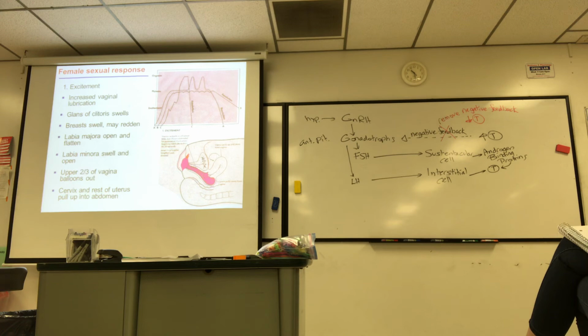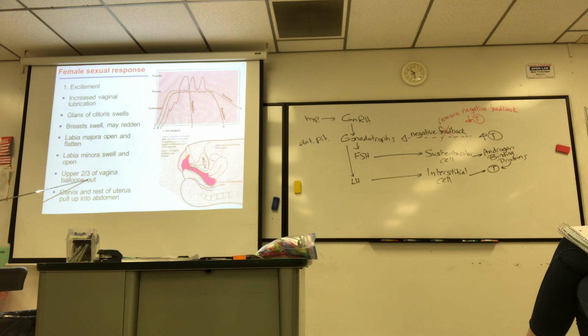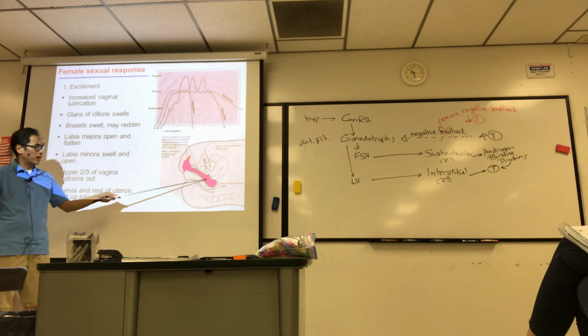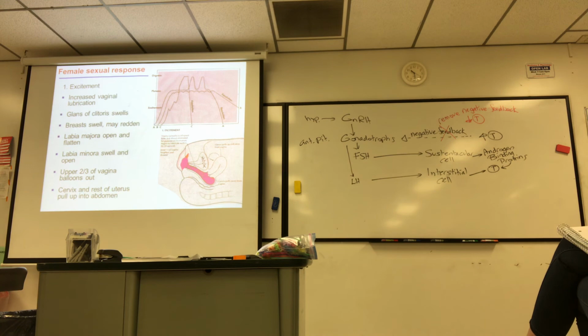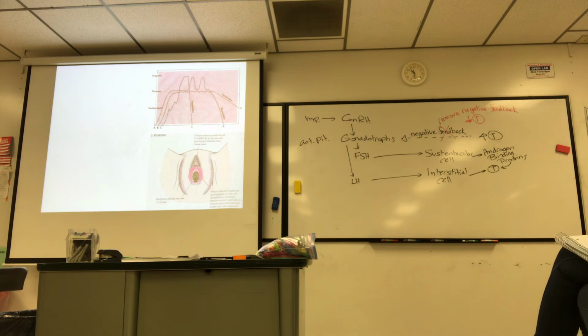But in the same four phases, in the excitement phase, there's increased vaginal lubrication, the glans clitoris swells, and there may be some other changes there. The key thing is that the ballooning of the vagina and the cervix gets out of the way. So this balloons the fornix, so you can create a seminal pool there during ejaculation. This shows the plateau phase and it emphasizes the color changes in the labia.